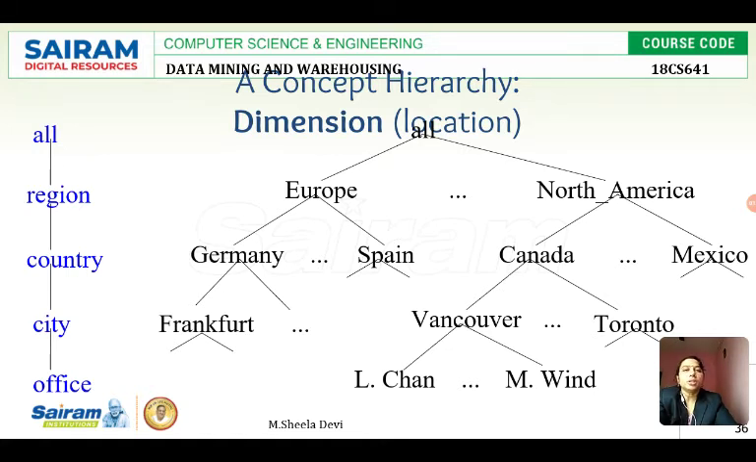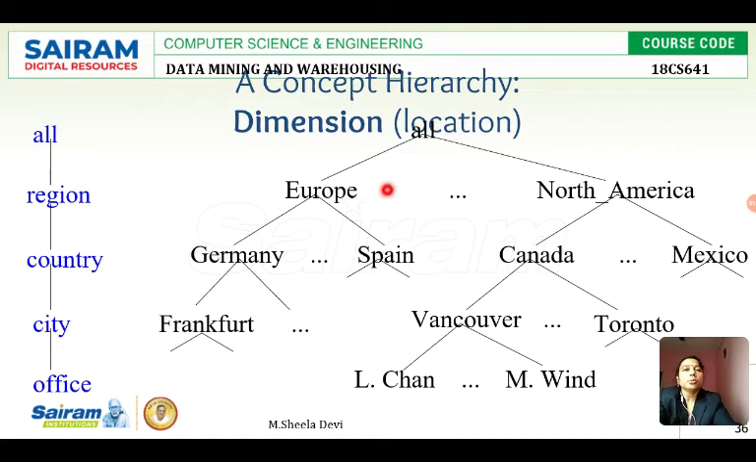Lower level means it is going inside, deeper and deeper. If I want to calculate the sales of all the regions together, then that is at the highest level, all. Now if I want to calculate the sales in dollars with respect to the regions, then it is the second level. With respect to regions means Europe, North America, and so on.